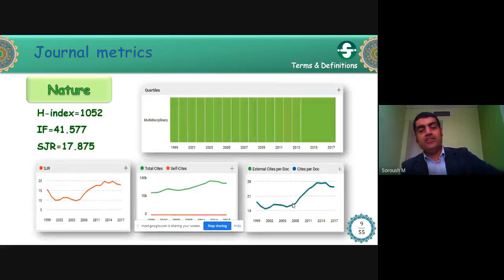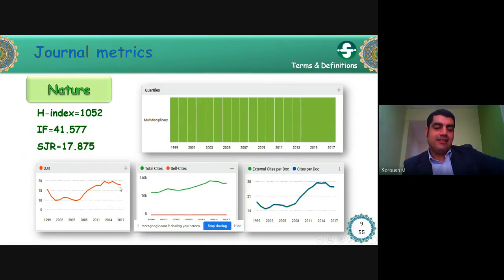The first example is Nature. Everybody knows that Nature is a very high-ranked journal, and we can see that it publishes works which are multidisciplinary from all areas. Let's say, for example, marketing, engineering, material science, medicine. And the impact factor is 41. The H index of the journal is another index which can be used here, as is the SJR factor. And we can see that over 20 years, the journal is in the first position and takes the tag of Q1.